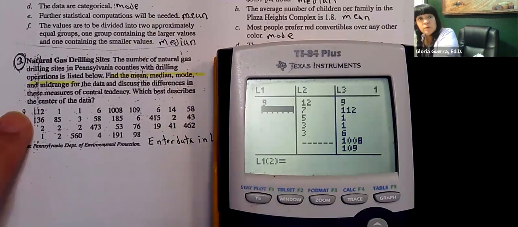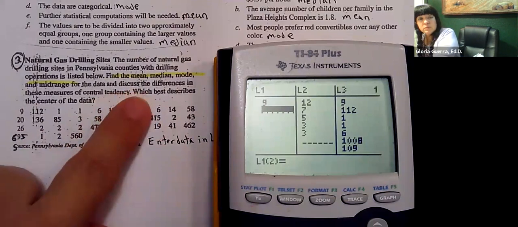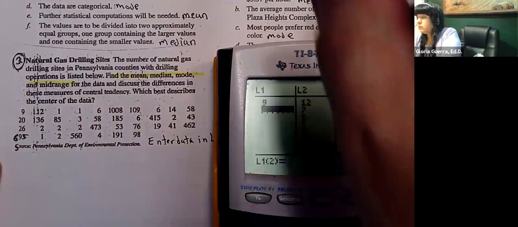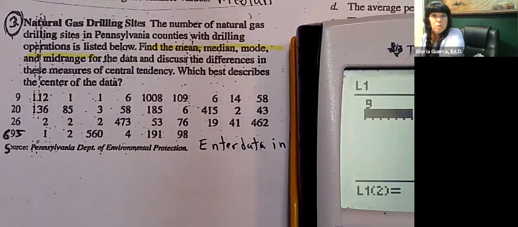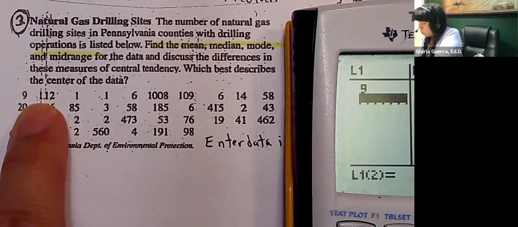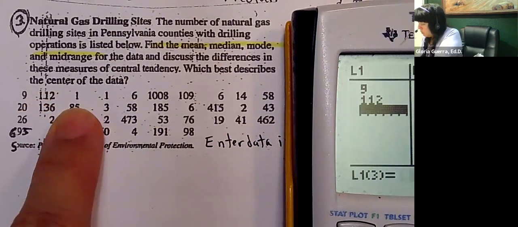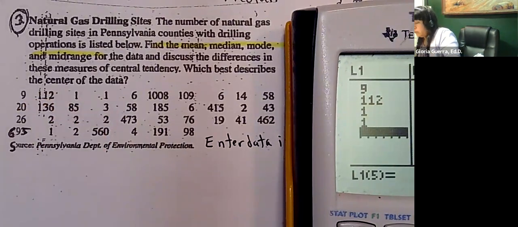You can either go up and down and put it in, or you can go across. Sometimes you can also use a ruler, that helps.